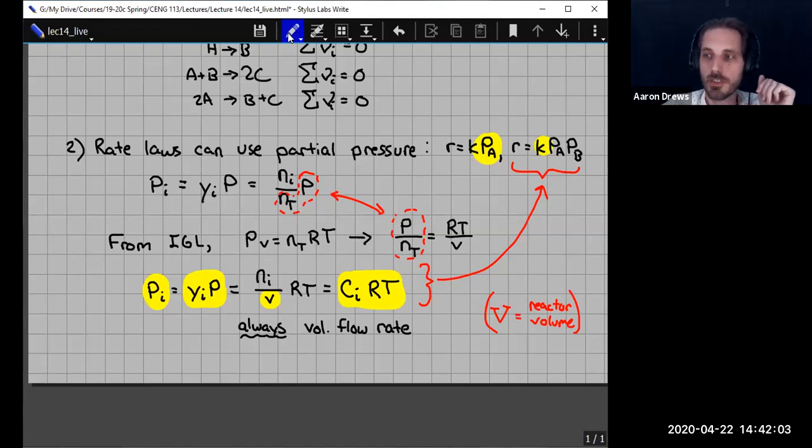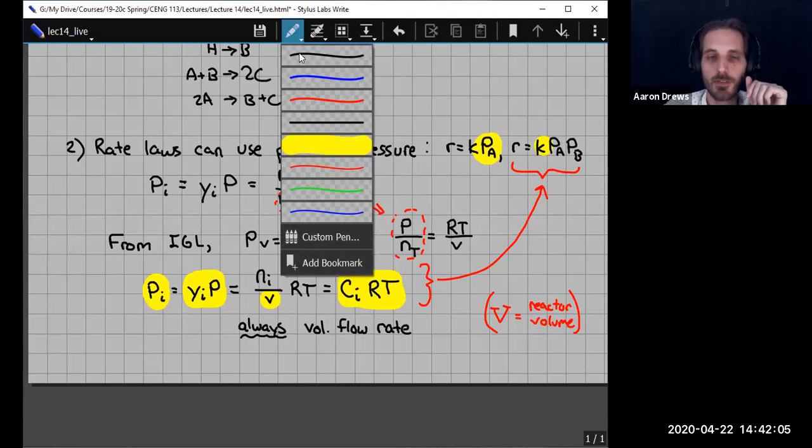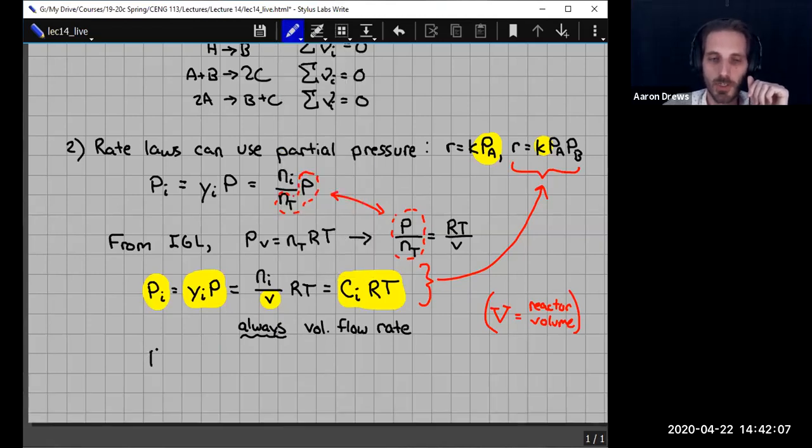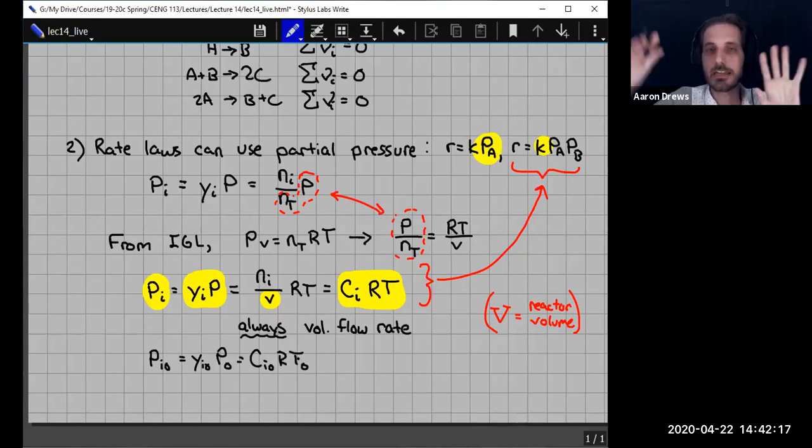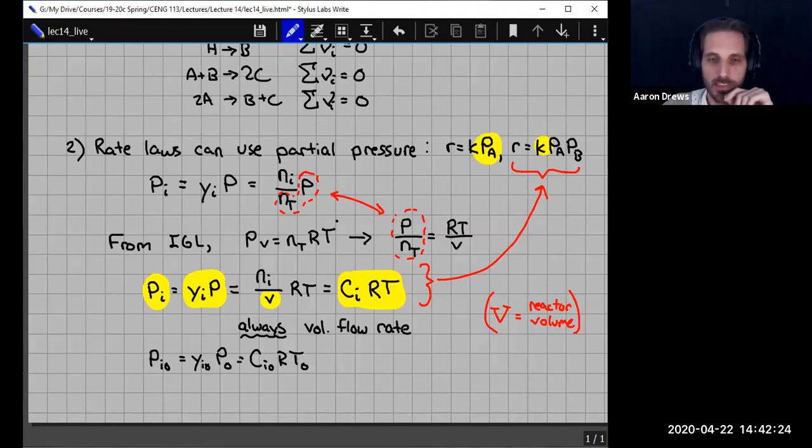There was another question in chat. Can I do the same thing for the outlets? Yep, or sorry, for the inlets. You could write P_i0 is equal to y_i0 P_0, which is also equal to C_i0 times RT_0. Perfectly fine. The ideal gas law holds separately for the outlet and for the inlet, but it holds for both of them. Everywhere that the gases exist, the ideal gas law holds. And so we can do either of those.